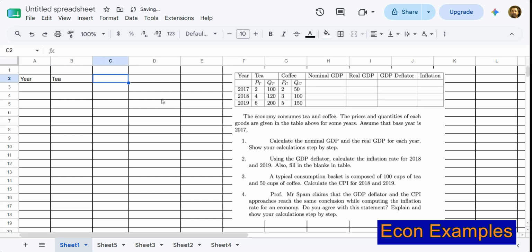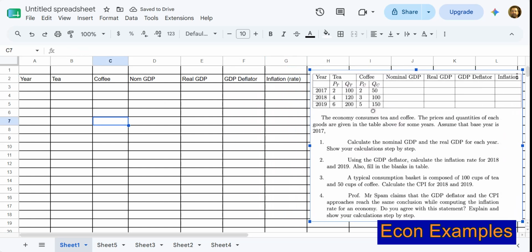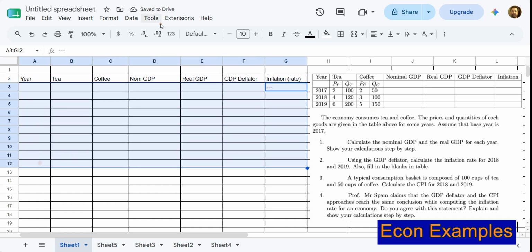So I'll just fill in year, T, coffee, nominal GDP, real GDP, GDP deflator, and inflation. And inflation really is a rate, by the way. So it has to be the change in the GDP deflator from one year to the next. So we don't have one for that. I'm going to put everything in center just so it's easier. So what I did is I highlighted everything. Then I went over and hit center.